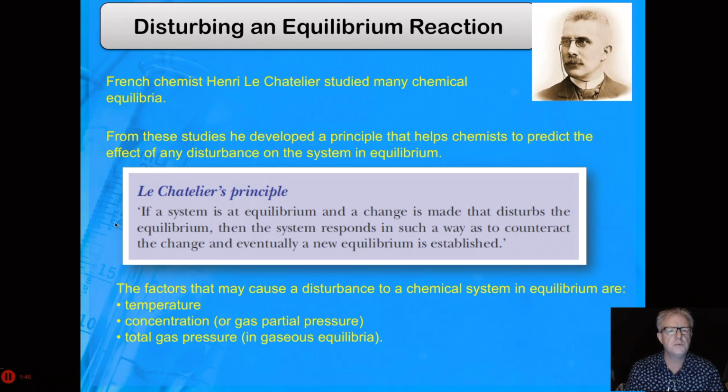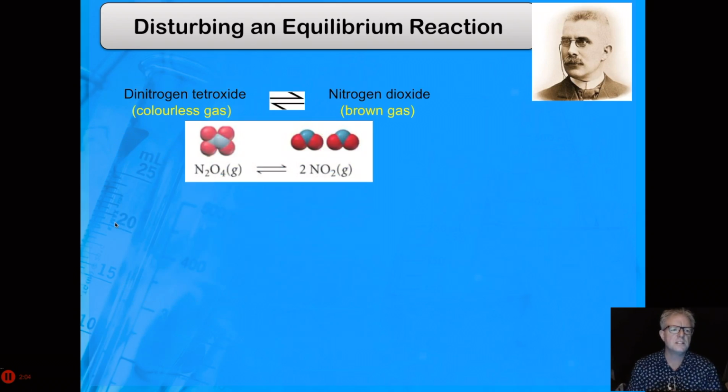Remember that Le Chatelier's principle basically states that when a system is at equilibrium and there is a disturbance on that system, the system will move in a direction to minimize the change. And in this case, we're going to be talking about concentration effects. So let's check out this example.